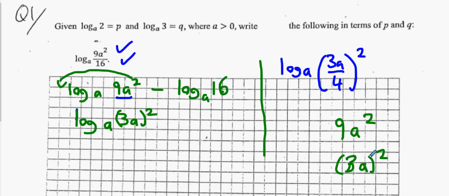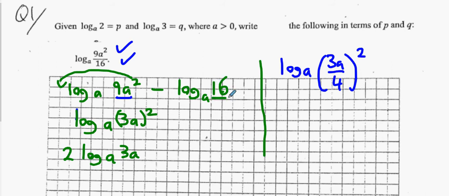And what's the deal with this one here? Everything's being squared so the 2 can move out. Is everybody cool with that? Alrighty. Now, okay, 2 log A 3A. Everybody cool with that? Now, what's the deal with this log 16 here?